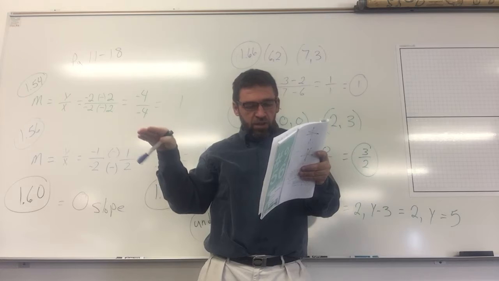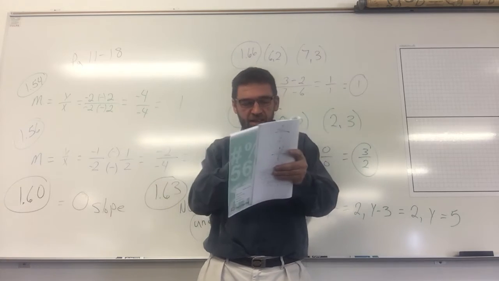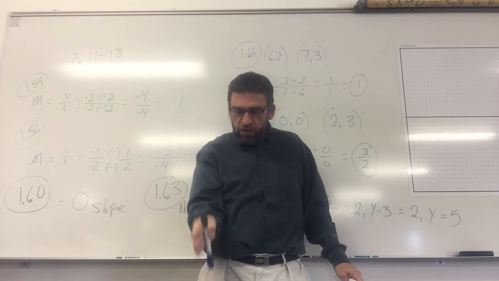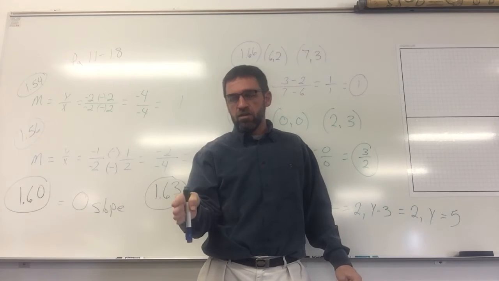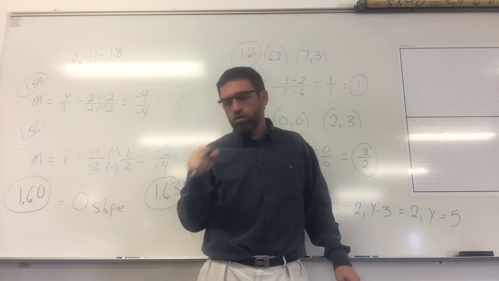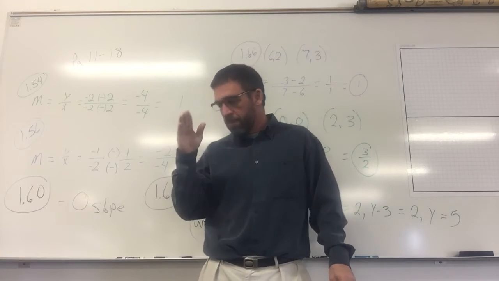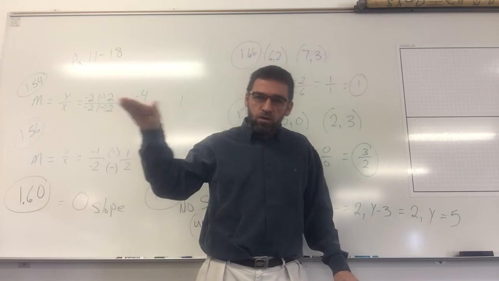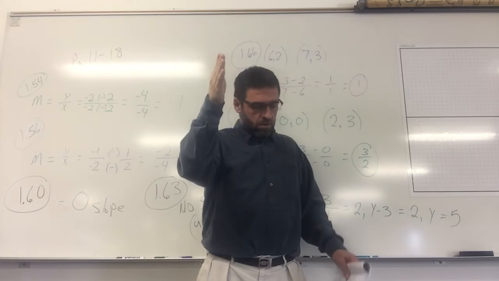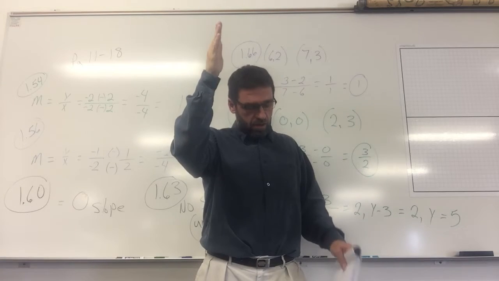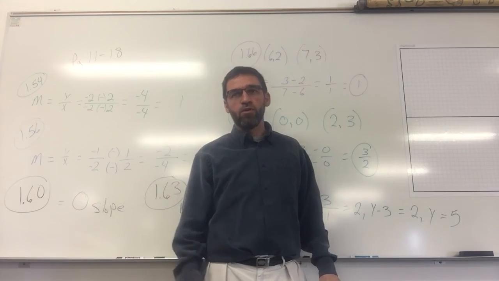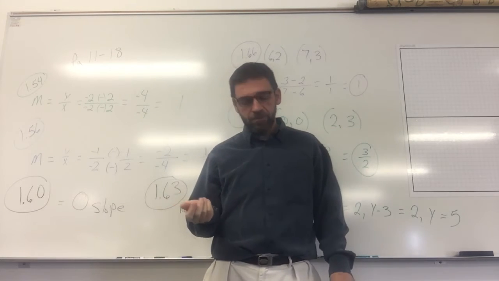And then a line with no slope, the second definition, is a vertical line. So if you have one that's perfectly up and down, that is called no slope. So now keep those two separate. Horizontal is zero slope, and vertical is no slope, or sometimes we referred to it last year as undefined.